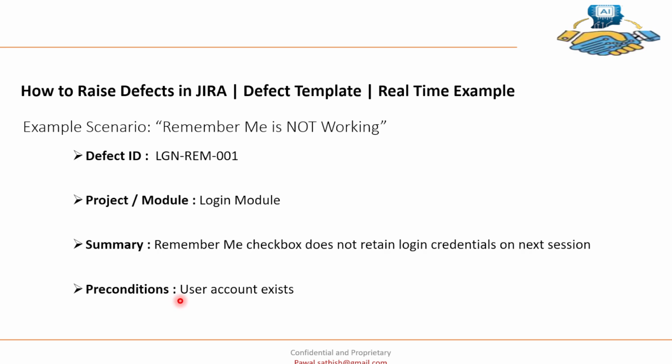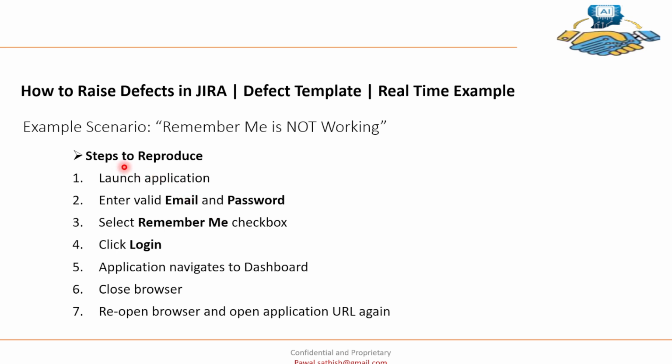Then the precondition is that the user account should exist and the application should be up and running. Then the steps to reproduce. Here you can see all these details, so that if the dev team follows the same steps, they are also able to replicate the issue. If they are not able to replicate, they will mention cannot replicate and reassign it back to QA. Then it is again time consuming. To avoid this, we need to mention the steps clearly.